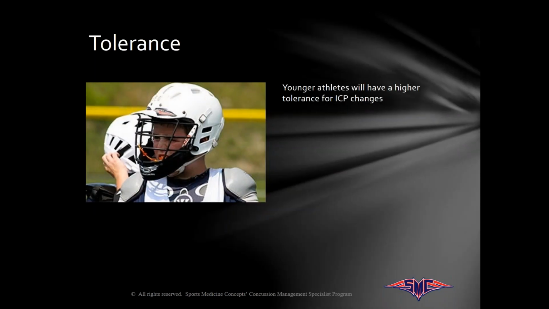And we have to keep in mind too that even though the brain is very good at accommodating those changes in intracranial pressure, our younger athletes in particular have a higher tolerance for intracranial pressure changes. So younger kids are going to be even better at hiding intracranial pressure changes than older kids and young adults or adults.